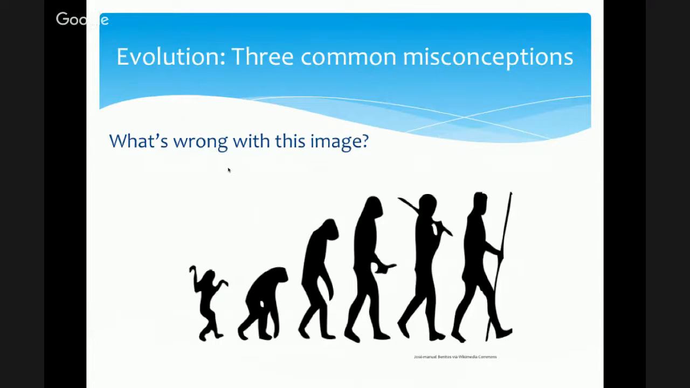So I want to start with this one. What's wrong with this image? Everyone's seen it. If you actually Google evolution and go to the images, you'll see this in a myriad of forms. It's a straight line. You've got the monkey on one end. It looks like some sort of gibbon, and then you get to the chimp, and then some sort of intermediates, and then, oh, there's man at the end.